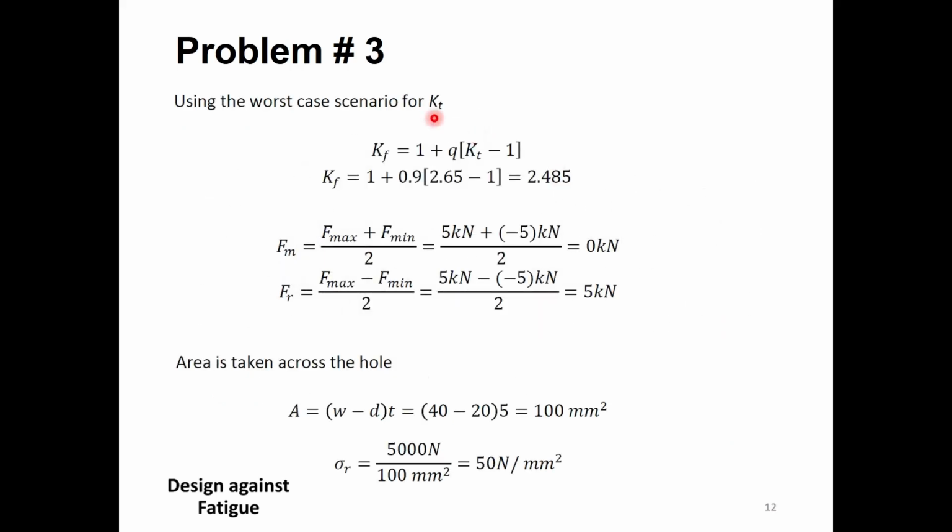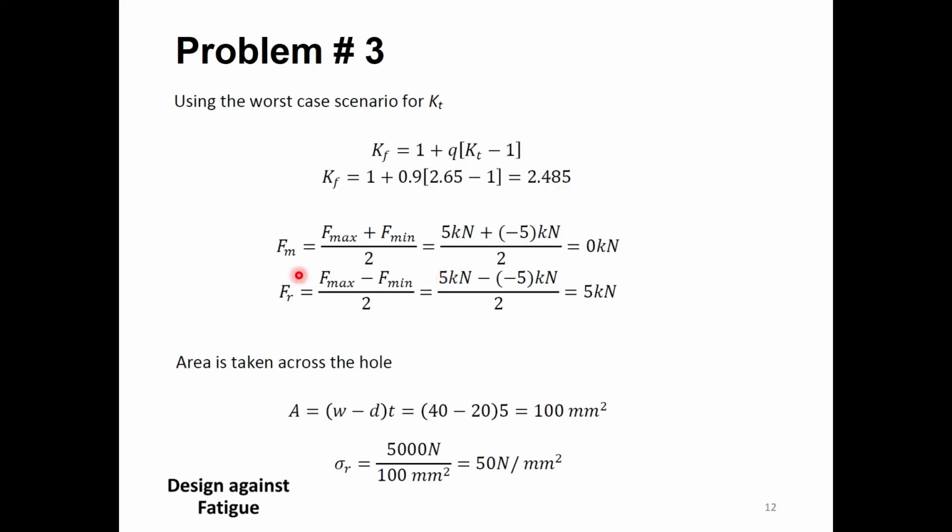But after we have found the stress concentration factor, we have to find the fatigue stress concentration factor that we denote as K sub F, to take the sensitivity of the material, or the notch sensitivity of the material, into account. So K sub F is 1 plus the notch sensitivity of the material, that is given as 0.9, multiplied by K_T, the value that we've got from the chart, minus 1. So this gives us 2.485.